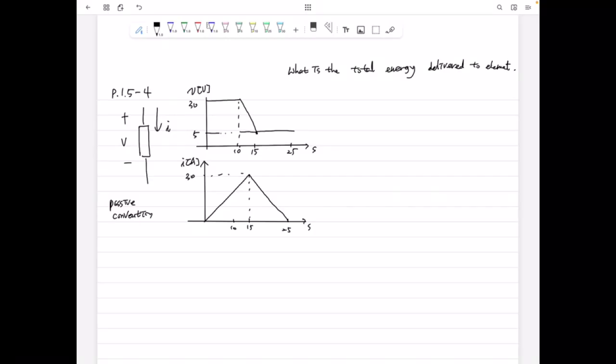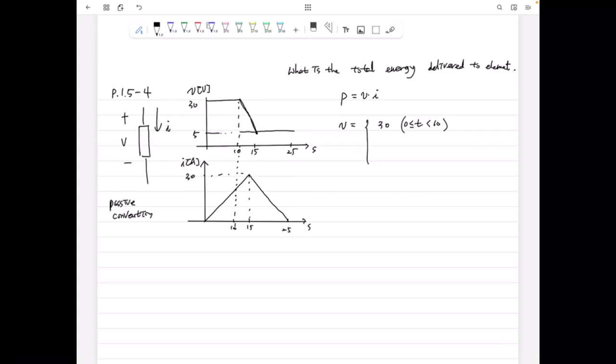So it's quite simple, because there are three areas here where we need to calculate the power. What is power? The power is V times I. The V can be represented here: this is 30 volts when t is smaller than 10 seconds.